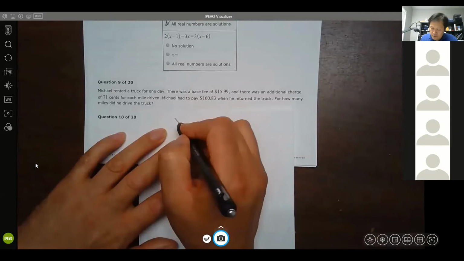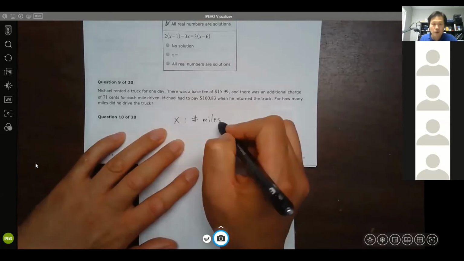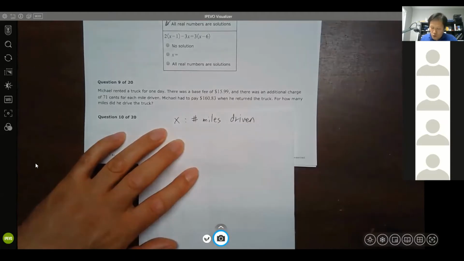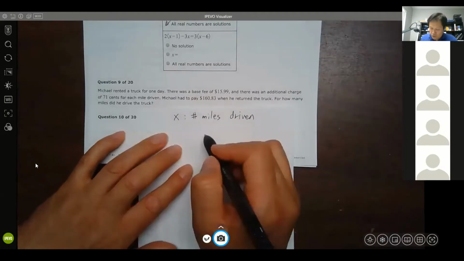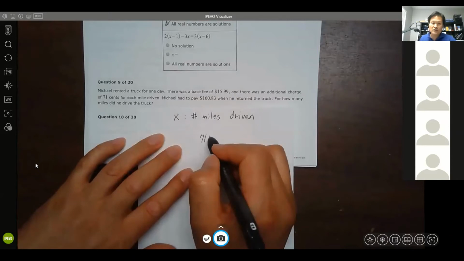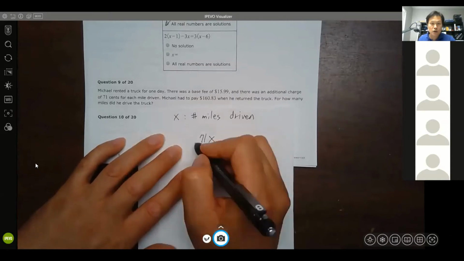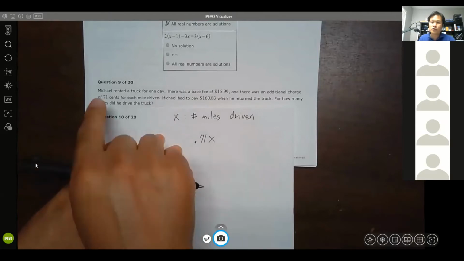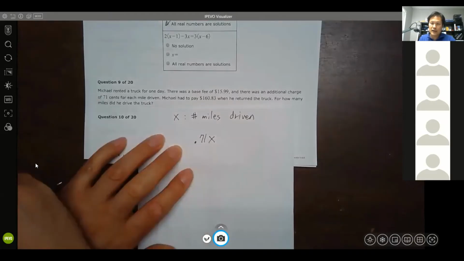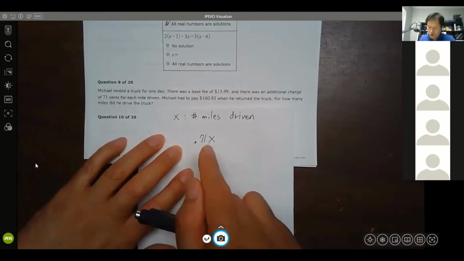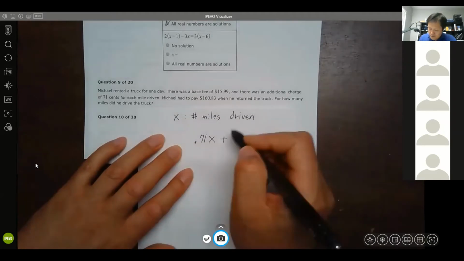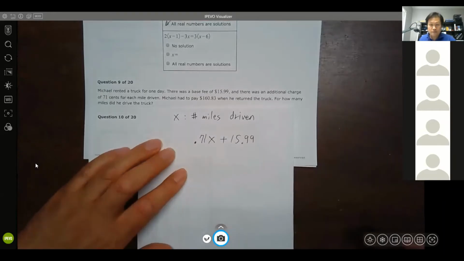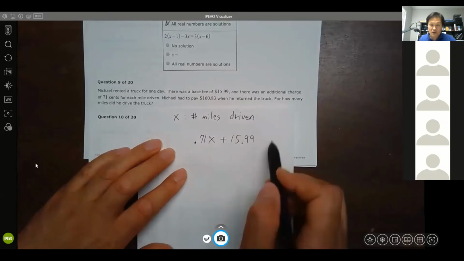X means number of miles driven. So you don't want to do 71x. Don't make a mistake like that. You don't want to do 71x. You want to do 0.71x because 71 cents you want to convert to the dollar. So 71 cents is $0.71 plus $15.99. Okay, that should be total cost.